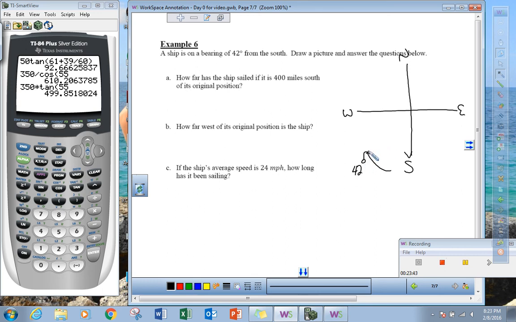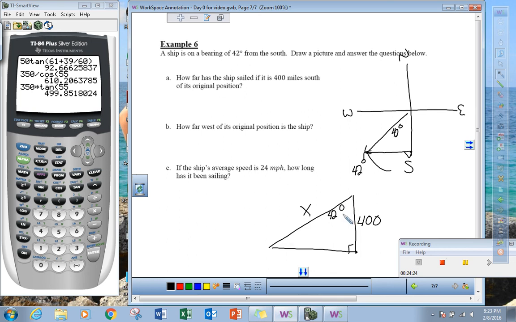So here's what I've got. There's my ship, and I know right here is 42 degrees. So I'm going to draw my triangle so that it includes that 42. So for a nicer triangle for you, here's what we got. I know that this is 42 degrees. That's all I got so far. Now let's pick on part A. How far has the ship sailed if it's 400 miles south? So I know that this is 400. There's my right angle. And we're looking for this distance right there.